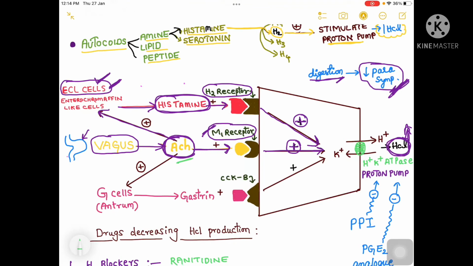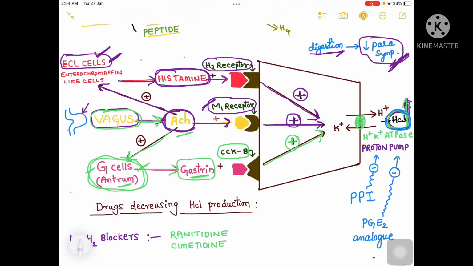Apart from that, this acetylcholine will also stimulate the G cells. What are these G cells? These are the gastrin-producing cells. What is their location? They are located in the antrum of the stomach. So when acetylcholine is released from the nerve endings of the vagus nerve, it also stimulates these G cells, and they start producing gastrin. This gastrin then goes and binds with its receptor, the CCK-B receptor, that is the cholecystokinin B receptor. When gastrin binds to the cholecystokinin B receptor, it further stimulates the proton pump, which also produces HCl. In this way, the vagus nerve is mainly responsible for the production of hydrochloric acid. That is, the parasympathetic nervous system is mainly responsible for digestion.